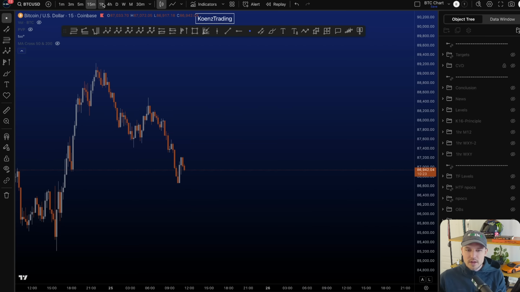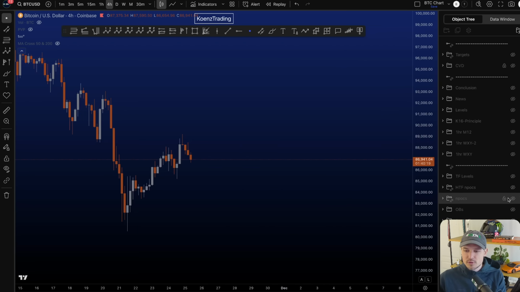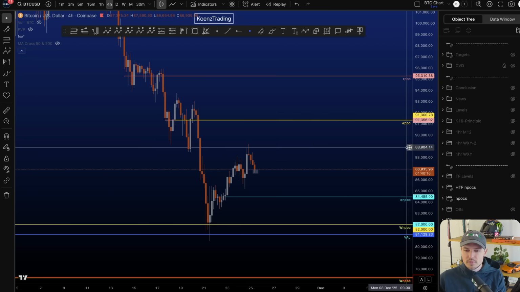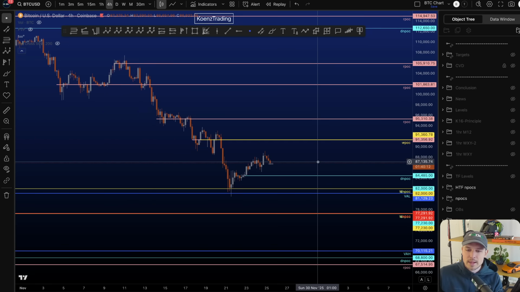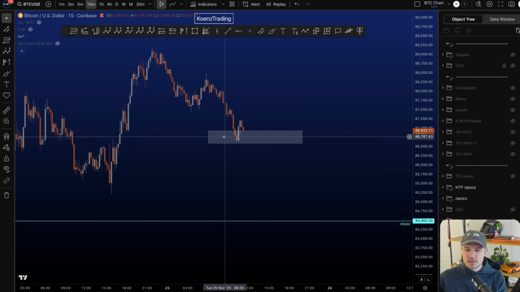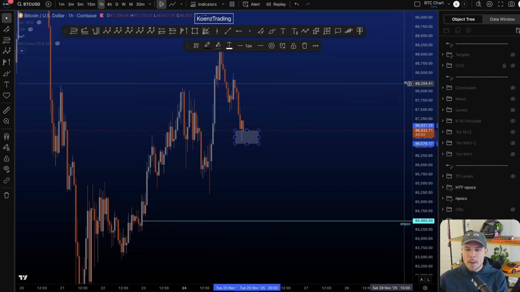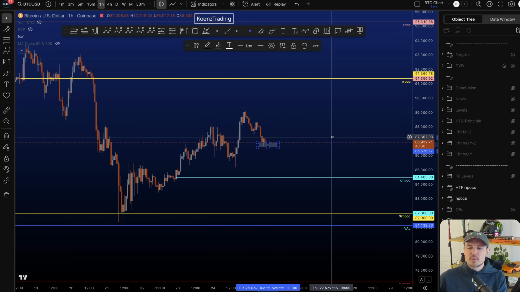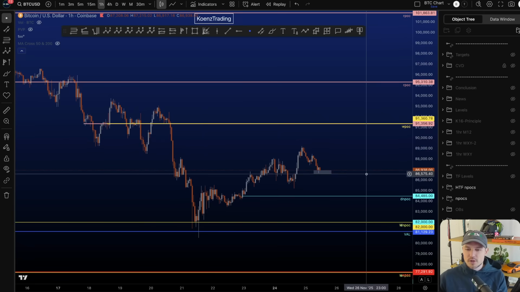If we then look at my levels, areas of support and resistance, I quickly zoom out and I open my volume levels here. So you can see the volume levels. These are my favorite levels. And if I zoom in, you can see this white box on my chart here. This white box here sitting between 86.9 and 86.5K. Now this box does not represent any of my more significant levels that I have on my chart.